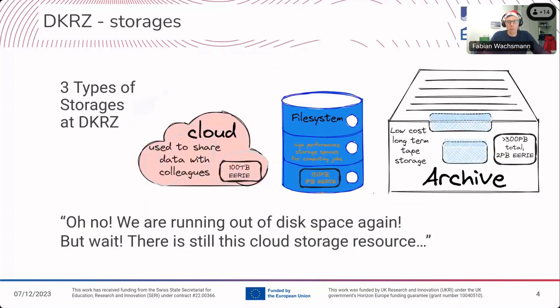In my last talk here in the EERIE Science Hour, which is not so long ago, I showed you this picture of the 3 different types of storages that we have at DKRZ Levante. You have cloud storage, you have the file system, which is the most usual storage type where you work on, so which you are familiar with. It's a high performance storage for computing jobs. And then we have the archive, which is low cost long-term storage.